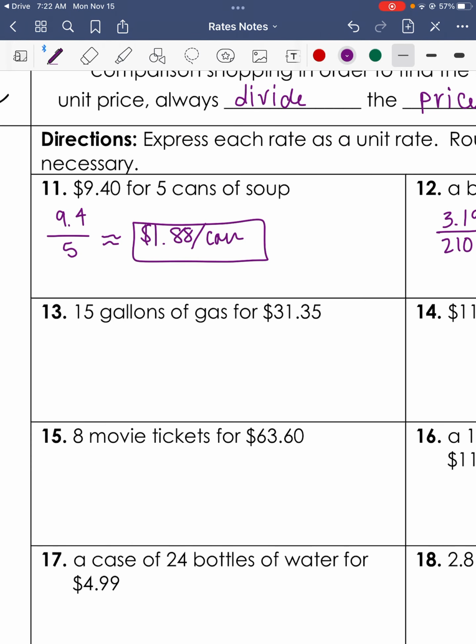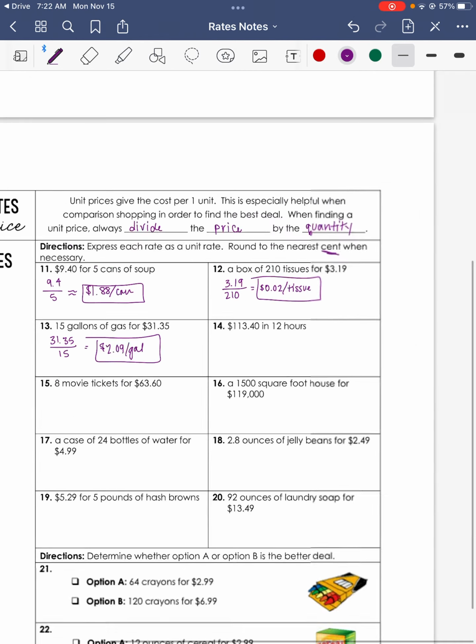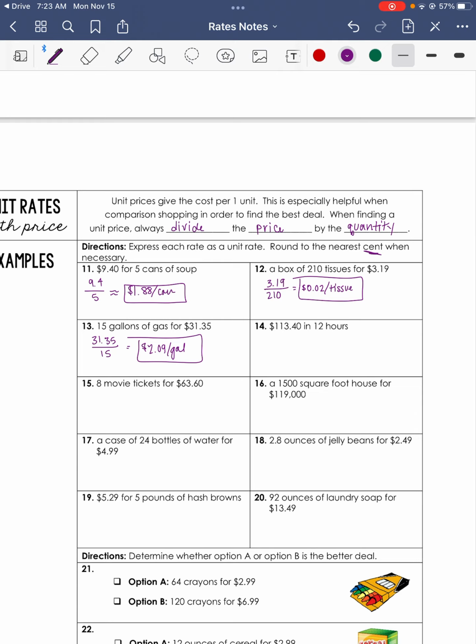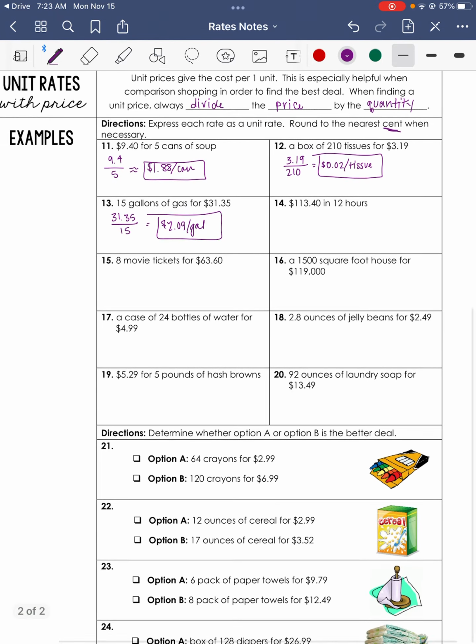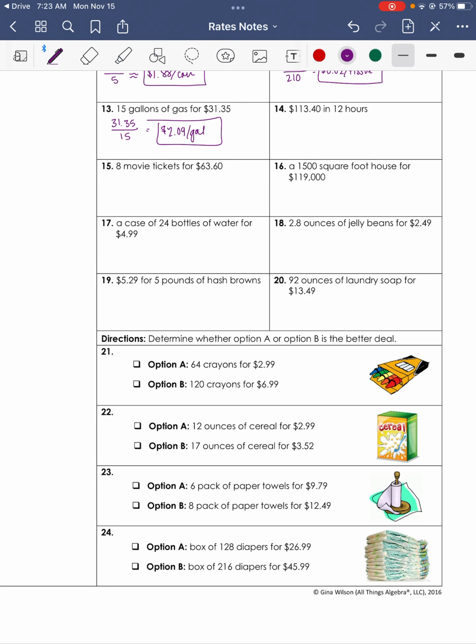Let's just do one more. 15 gallons of gas for $31.35. So 31.35 divided by 15 equals $2.09 per gallon of gas. Wouldn't that be nice? Okay, so the rest of these are just going to roll the same way. You just have to make sure you know which one is the price, and that's what you're going to put on top. And then the unit number, or the quantity on the bottom. That's what you're dividing by.